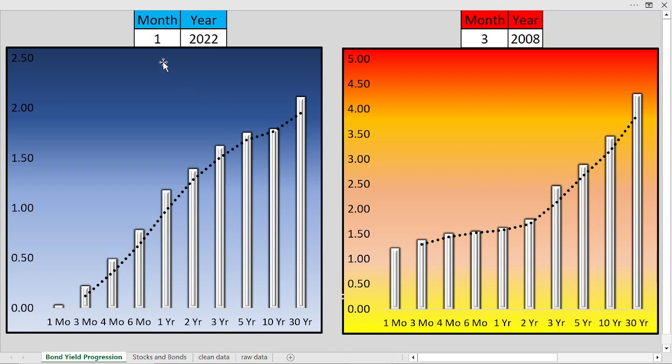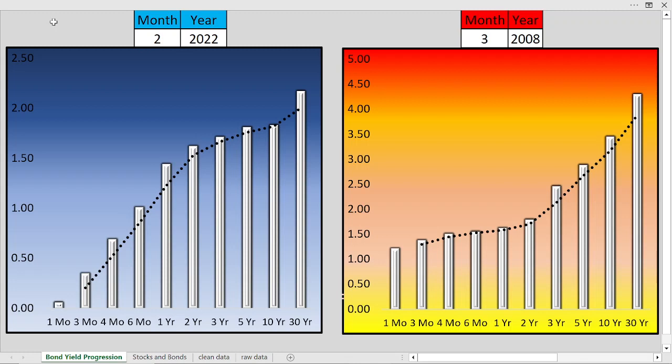So this is January 2022. This represents the last day of January 2022. So we can see at that period of time, this is what the Treasury market looked like. The 1 month bond paid just a little bit over 0%, almost nothing. The 3-year bond just a little bit ahead of that, 22 basis points, all the way up to the 30-year that pays at 2.11%.